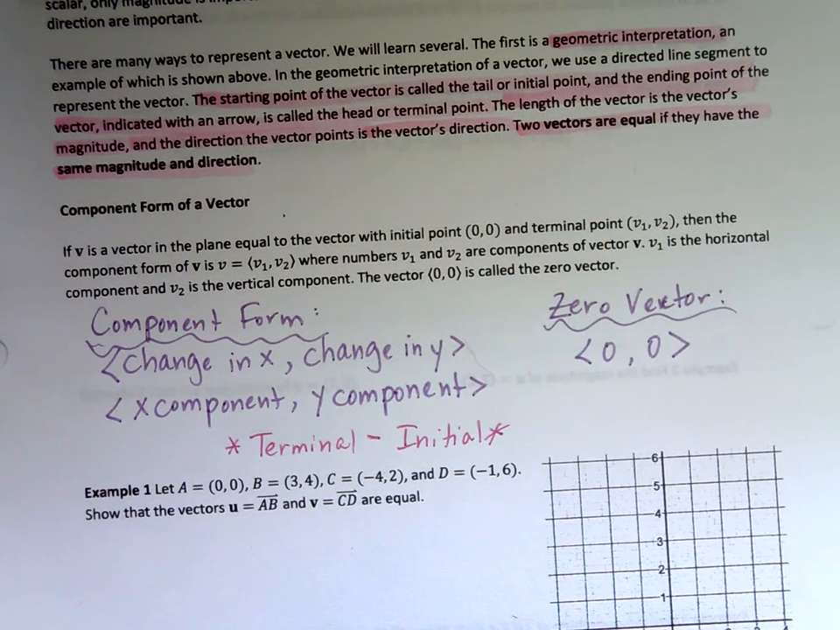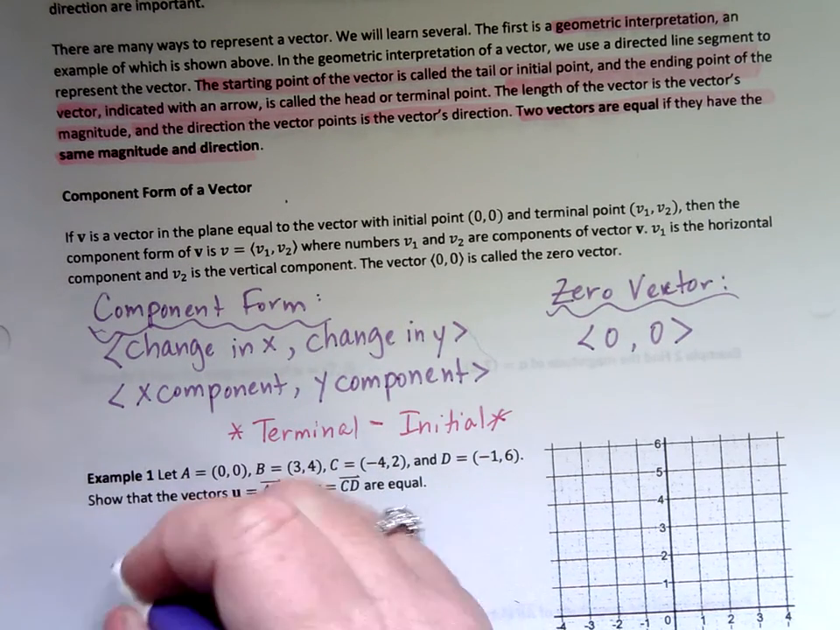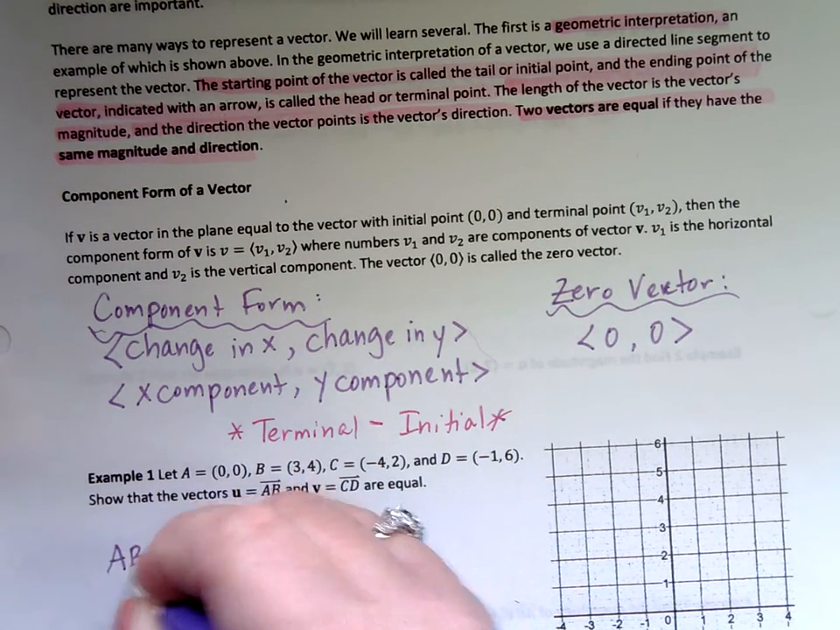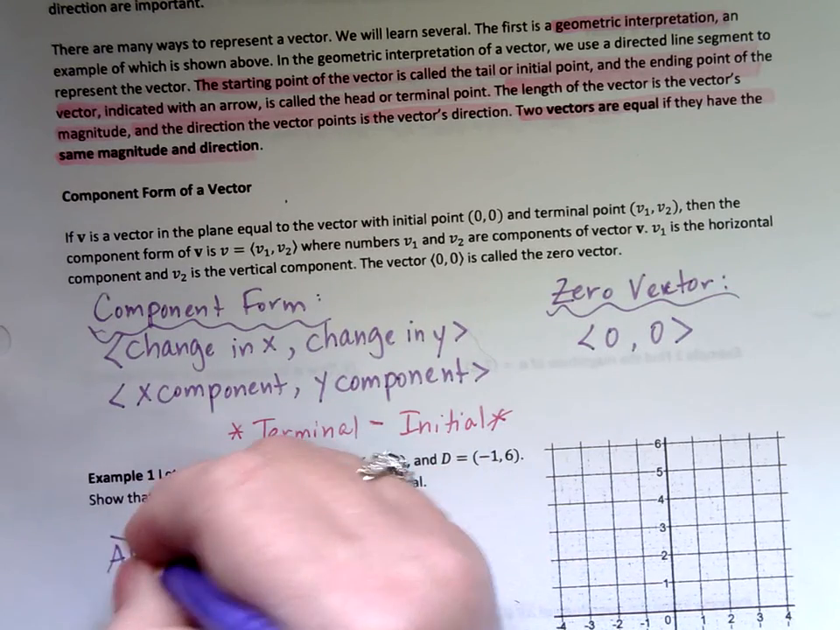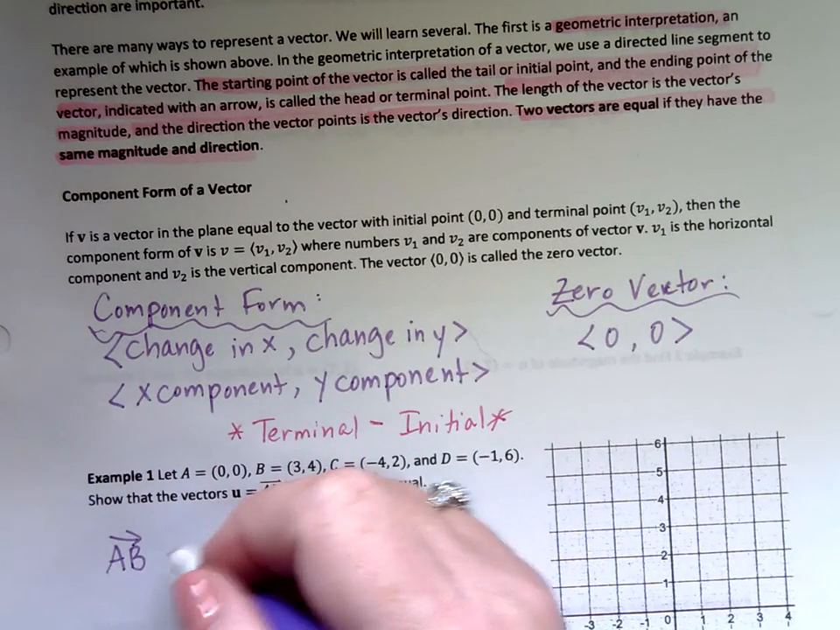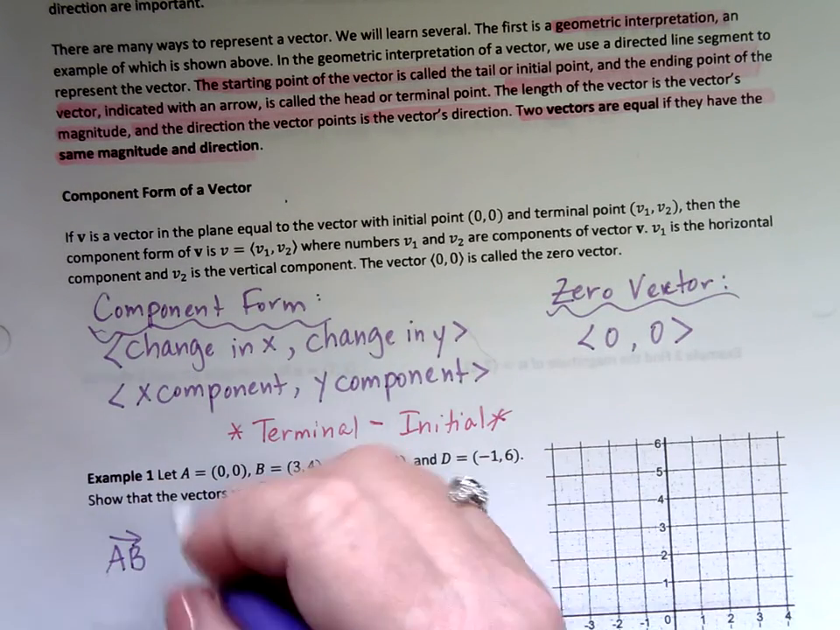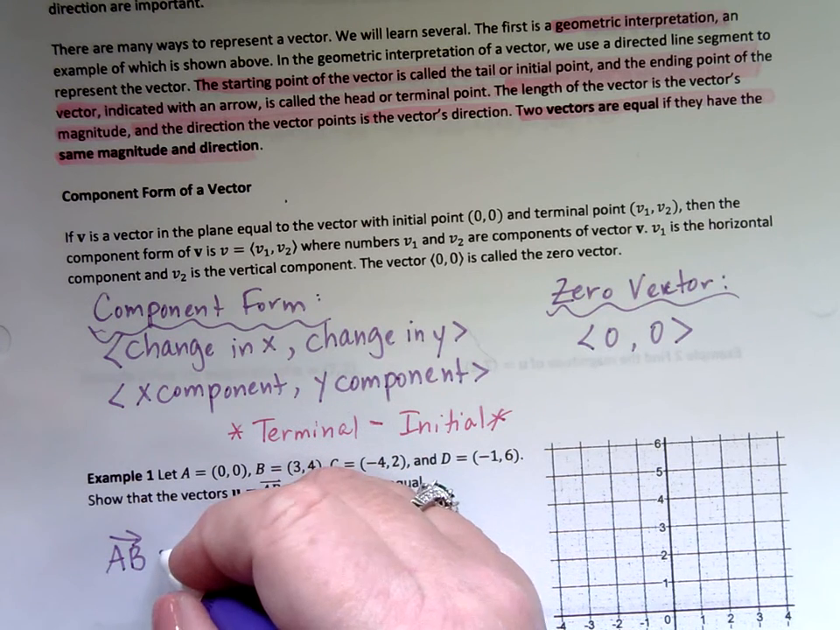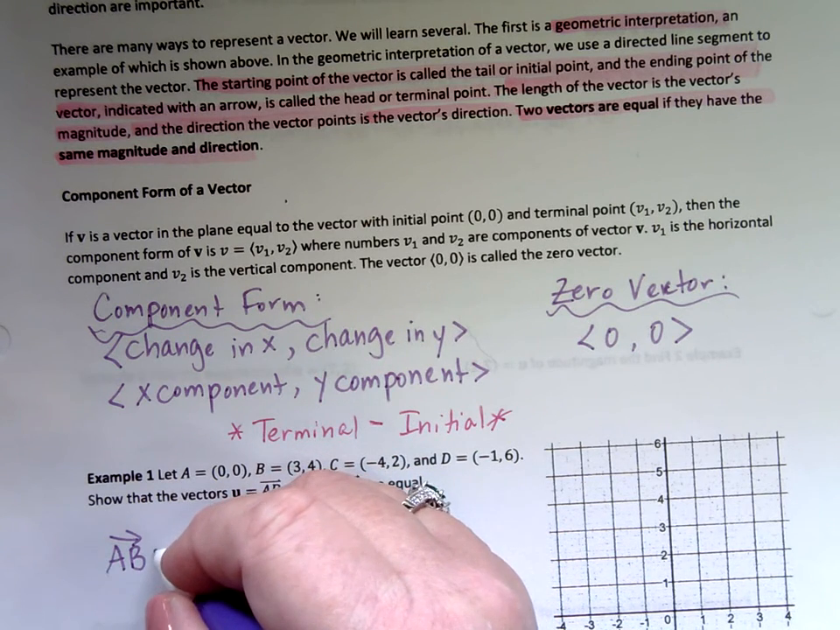Let A equal (0, 0), B is (3, 4), C is (-4, 2), D is (-1, 6). Show that the vector U, bold printed, equals the vector AB, and V equals CD. Show that they're equal to one another. All right, so what we're going to do is figure out the value of vector AB. So what would that look like if I figure out the value of the vector?